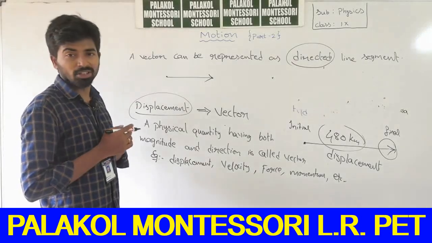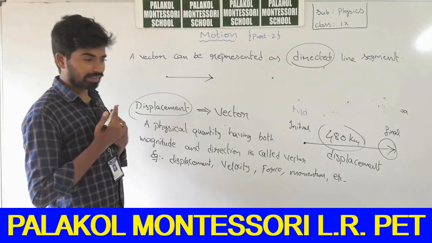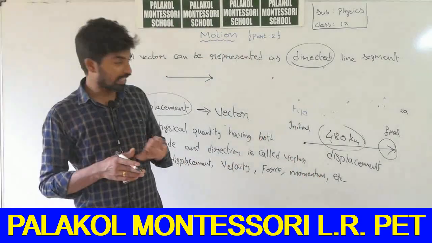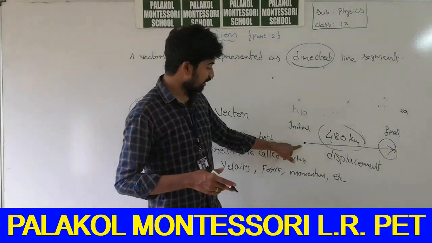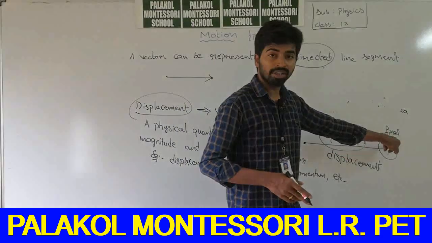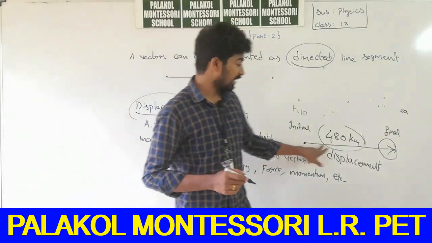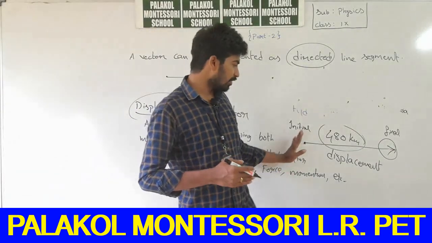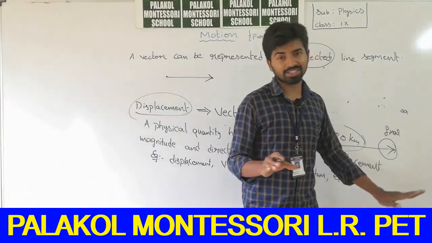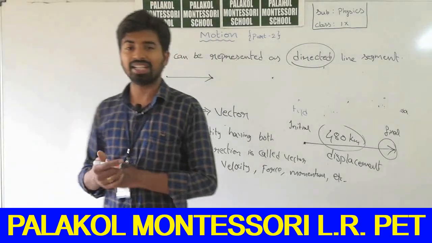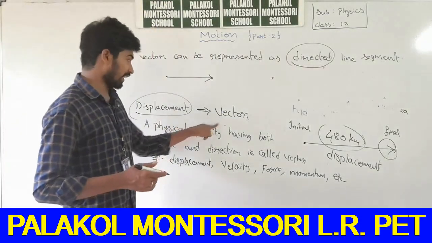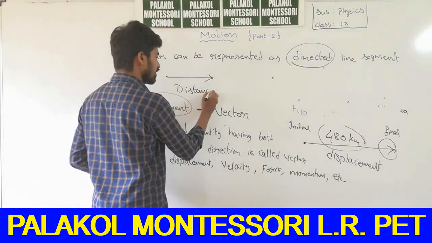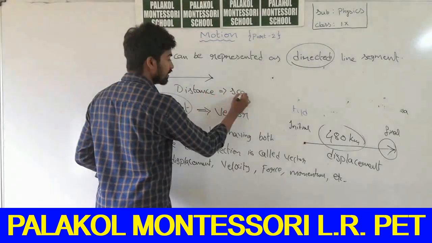Why? Because distance is the length of the path travelled, whereas displacement is the shortest distance between initial and final point. If you know the initial and final points, definitely you will know some direction, and hence displacement is a vector and distance is a scalar.